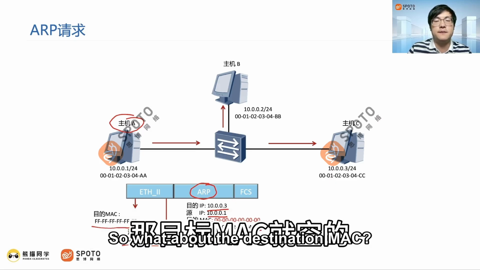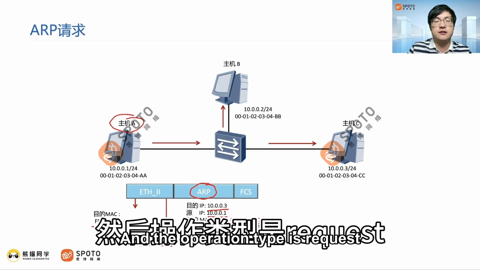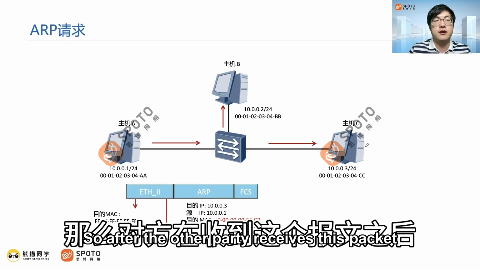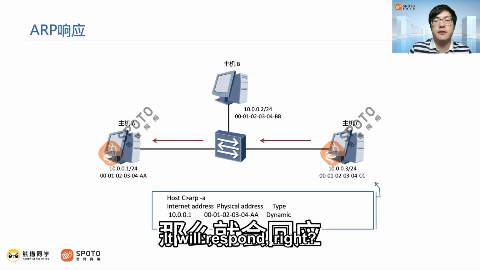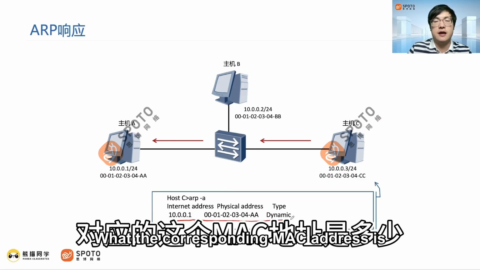So what about the destination MAC? It is empty, because right now I don't know this host's MAC address, right? And the operation type is request. That means a request. So after the other party receives this packet, it will respond, right? When responding, it will tell our host what the corresponding MAC address is.